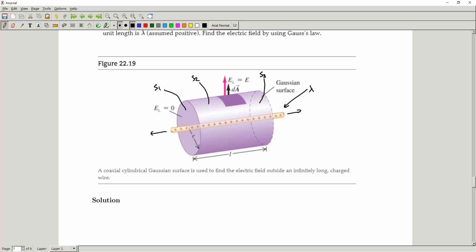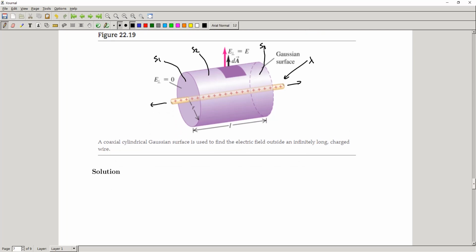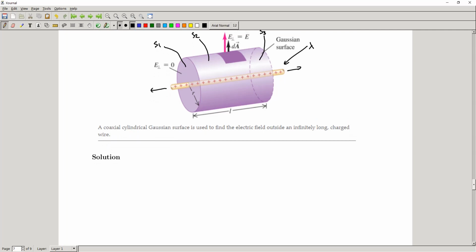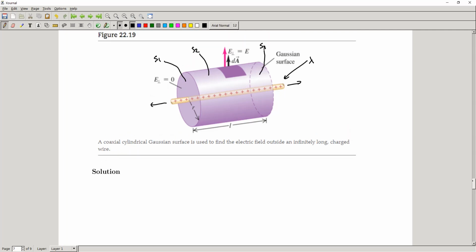I'll talk about them as we go along, but for now let's keep in mind that symmetries are going to play an important part in solving this problem. So start off from Gauss's law. That's usually where these are going to go. Gauss's law tells us that the electric flux is equal to the surface integral of E dot dA, which is equal to Q enclosed over epsilon naught again, okay?